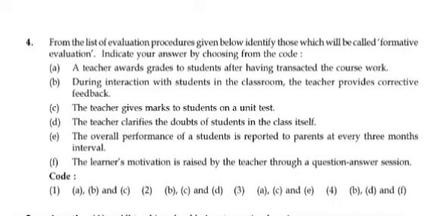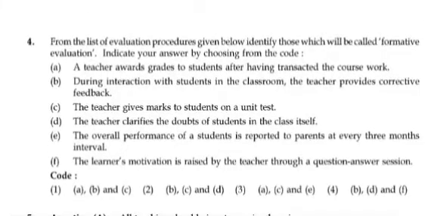So we have to go through the 1, 2, 3, 4, 5, 6 options, then we have to choose the correct one. A says a teacher awards grades to students after having transacted the coursework. B, during interaction with students in the classroom, the teacher provides corrective feedback. C, the teacher gives marks to students on a unit test. D, the teacher clarifies the doubts of students in the class itself. E, the overall performance of students is reported to parents at every 3 months interval. F, the learner's motivation is raised by the teacher through a question-answer session.